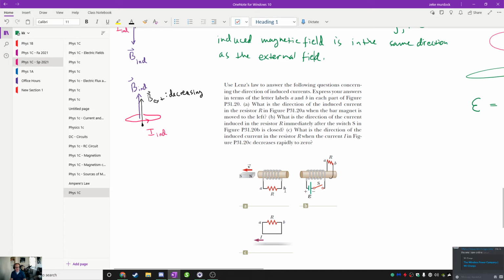So you have A and B. So the current's either going to, for example, for part A, flow from A to B or from B to A. Same thing here and here. Okay, part A says, what is the direction of the induced current in the resistor when the bar magnet is moved to the left?